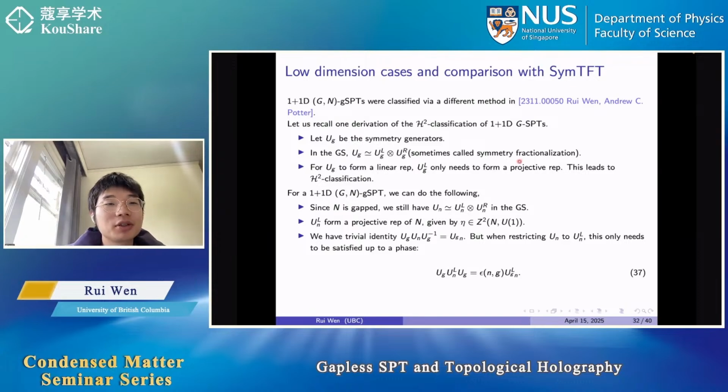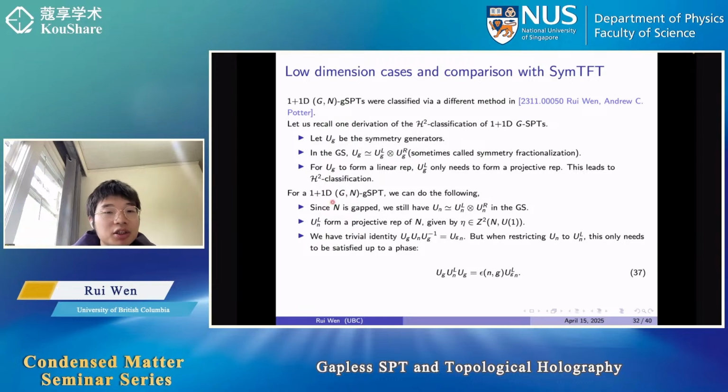1 plus 1D G-n Gapless SPTs were classified by a different method in one of my earlier works. So let's recall how you can derive the H2 classification of 1 plus 1D gSPTs. Let U_G be the symmetry generator. In the ground space, this effectively acts on the boundary. This is sometimes called symmetry fractionalization. So U_G reduces to some operator on the left, some operator on the right endpoint. Of course, we're talking about the finite chain. So for U_G to form a linear representation, for example, the left one only needs to form a projective rep, and this gives you the H2 classification.